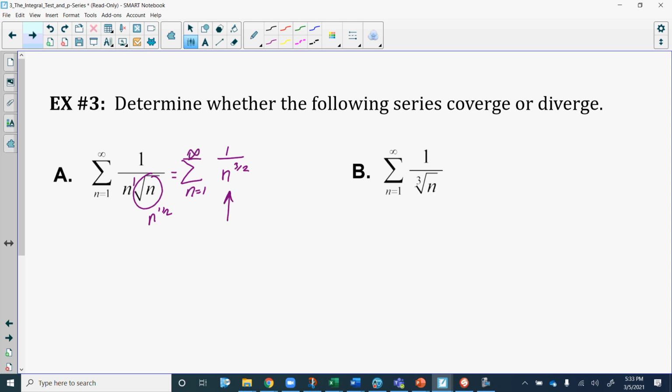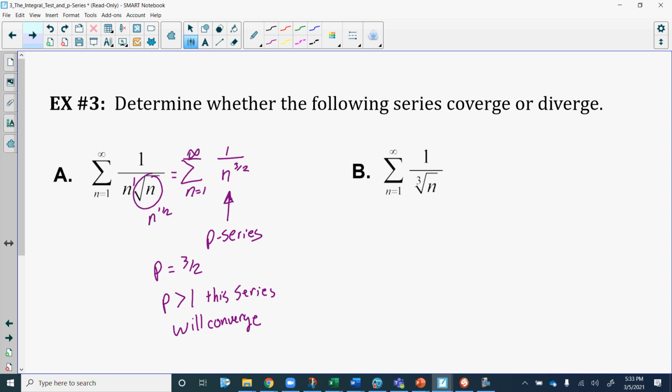This is a p-series, so there's really not a lot of work that we need to look at here. We're looking to see what is the value of p. Well, in this case, p is 3 over 2. And since 3 over 2 is greater than 1, since p is greater than 1, this series will diverge, or I'm sorry, will converge. And that's really all we need to do on a problem like that.